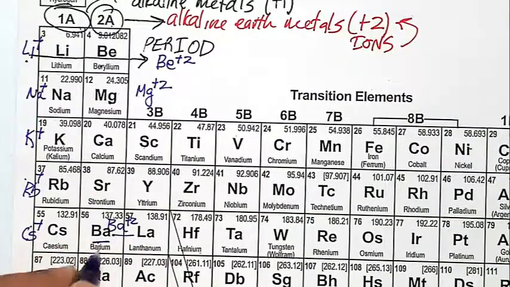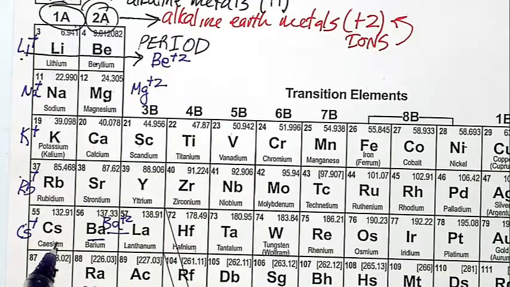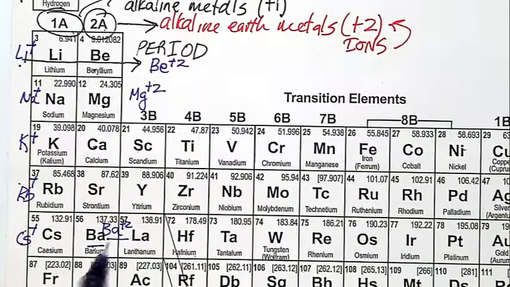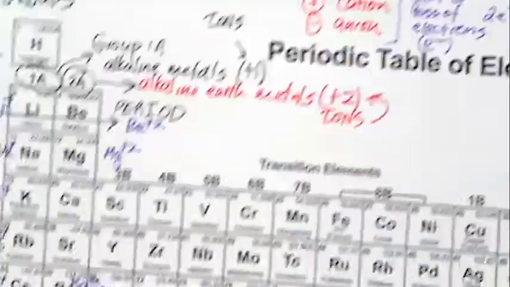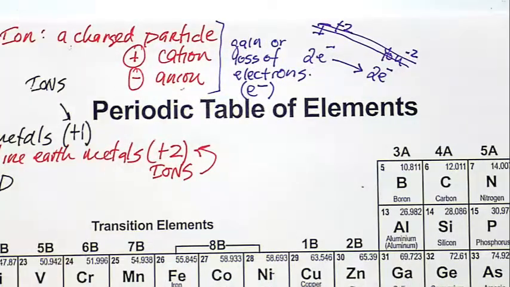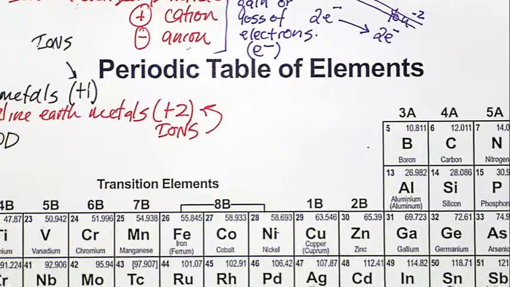Barium, as you see here, does not have a loss or gain of electrons. Barium +2 has lost 2 electrons. By virtue of losing those 2 electrons, it has become barium +2, the ionic form. So if you gain an electron, you gain a negative charge, you become minus.